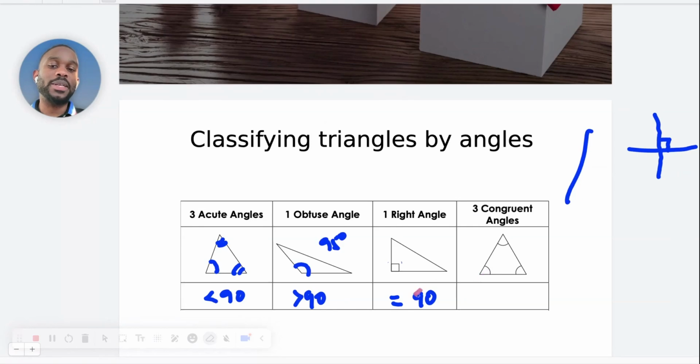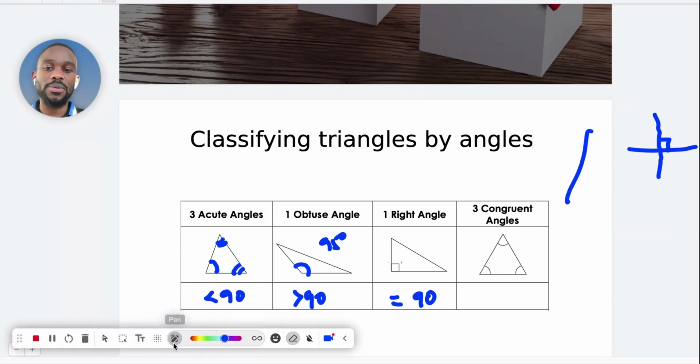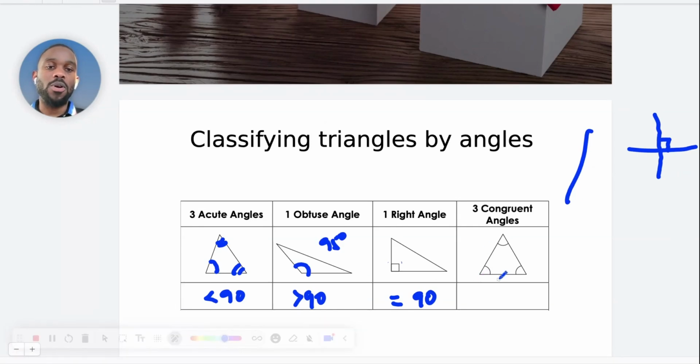Okay, so what happens if we have a triangle and all the angles are equal? We call that an equiangular triangle. All the angles are equal in size. We call that congruent. They're congruent angles, equal in size. So 60, 60, 60. Remember, the sum of angles in a triangle is 180. Don't forget that. We'll need that.